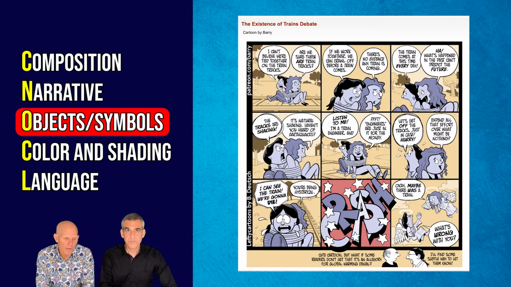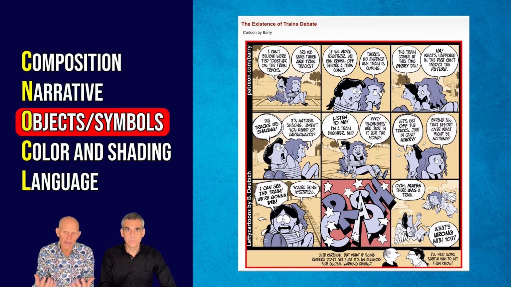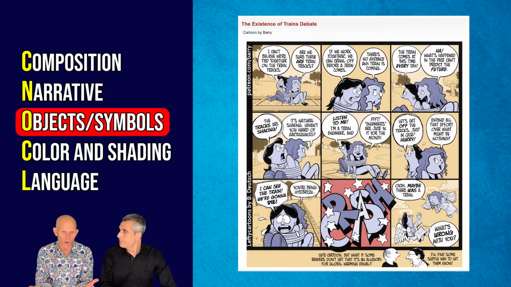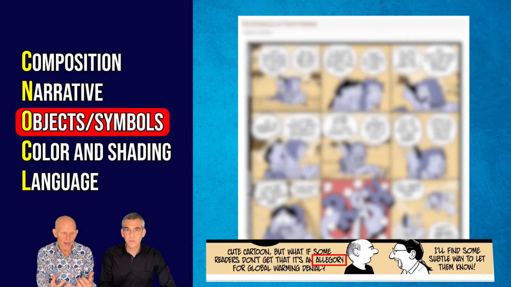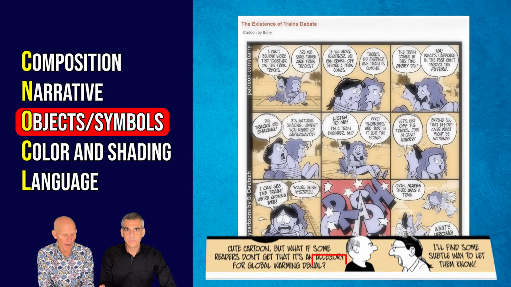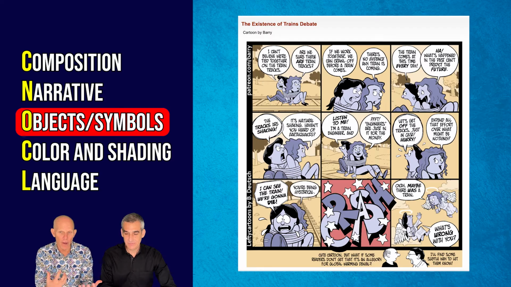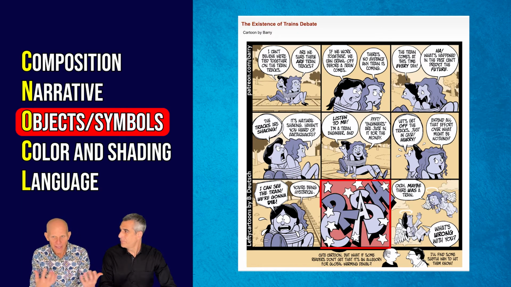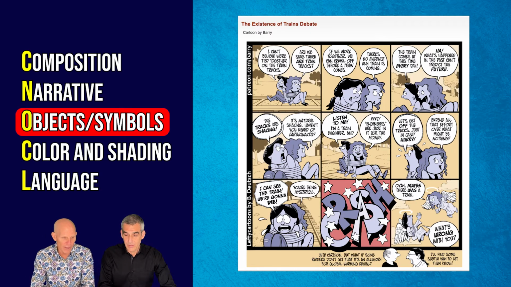Then we have objects and symbols. The entire comic is symbolic. It's an allegory for climate change. It's not really about two women on a train track. It's really about the different opinions about climate change. So this is interesting. The train itself is a metaphor for this oncoming disaster. When you're on a train track, a train is going to pass by. You're on a fixed path, Mr. Giles. We know that that's a fixed path.